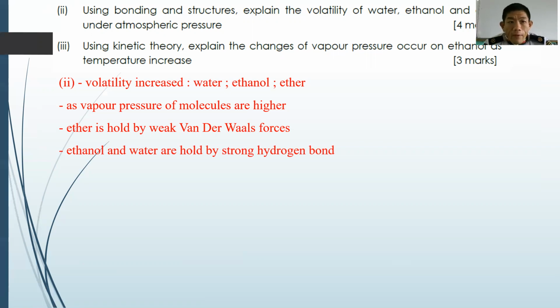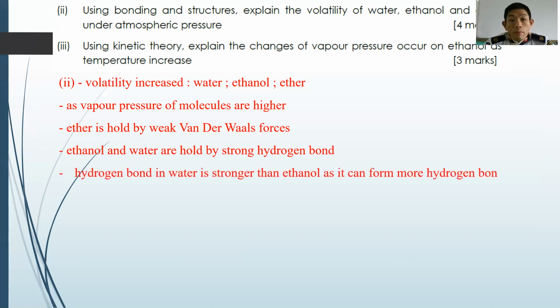Okay. And finally, number 3, using kinetic theory, explain the changes of vapor pressure of ethanol as temperature increases. So you have to explain how the temperature increase affects the vapor pressure. This has to do with temperature increase, the kinetic energy increases, particles collide more frequently with the wall of the container, and produce more vapor. So that is the point that you must always try your best to know or to explain about the effect of temperature towards the vapor pressure.